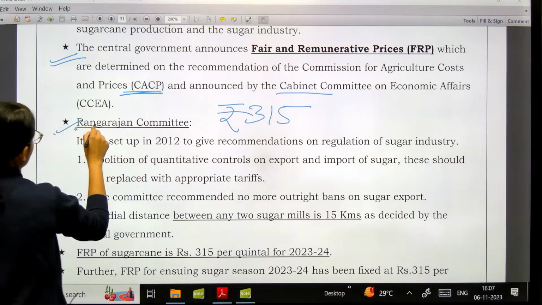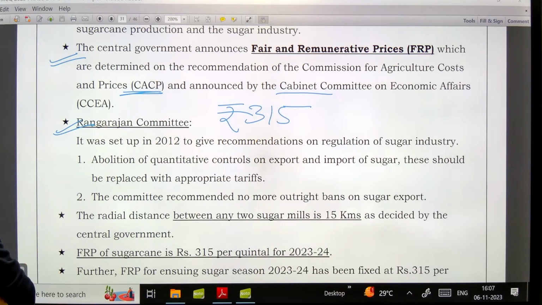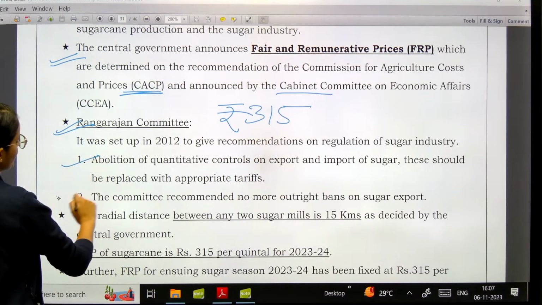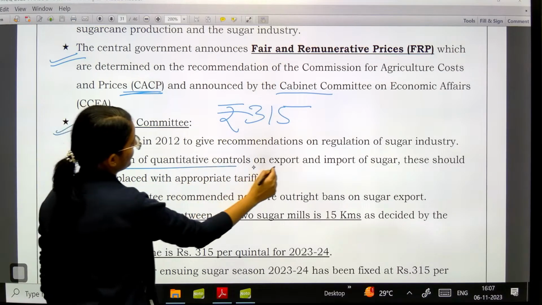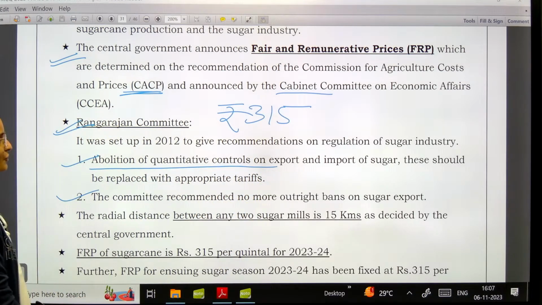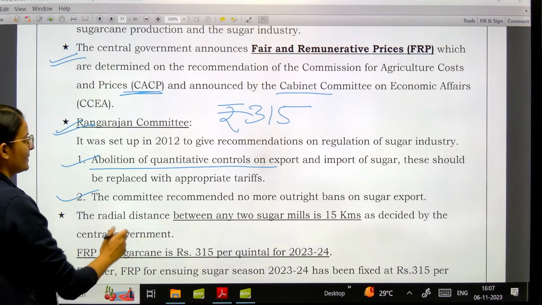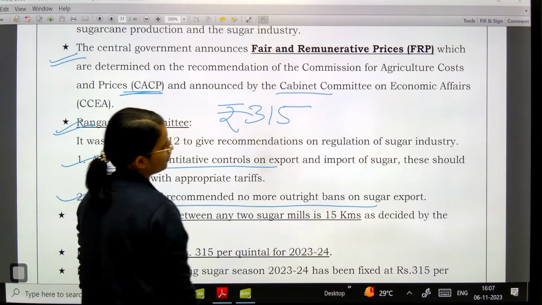A committee was set up in 2012 to give recommendations on regulation of the sugar industry. Okay, there were two recommendations given by the committee mainly, that is abolition of quantitative control on export and import of sugar, and the committee also recommended that there be no more outright bans on sugar export.